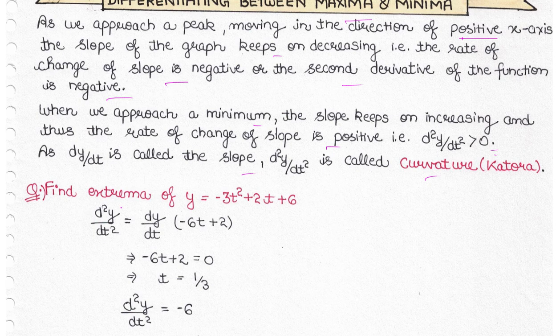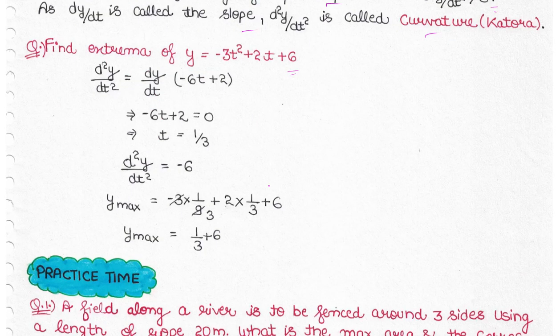Find the extrema of y is equal to minus 3t square plus 2t plus 6. So its first derivative is dy/dt is equal to minus 6t plus 2, or t is equal to 1/3. So at its extrema point, here we can find y max is equal to minus 3 into 1 by 9 plus 2 into 1/3 plus 6, or y max is equal to 1/3 plus 6.